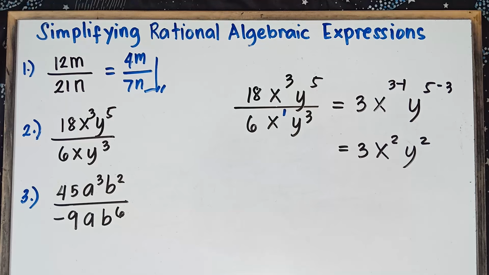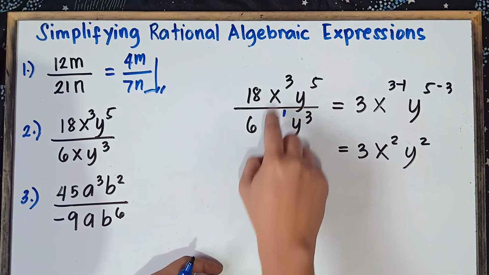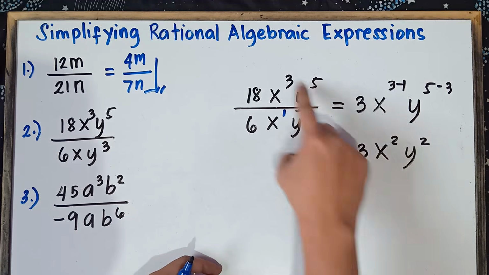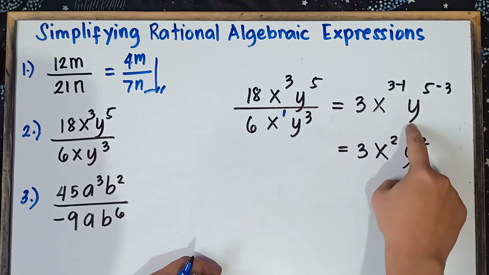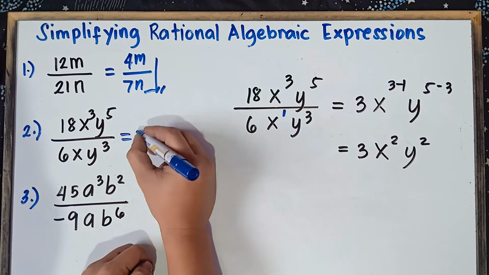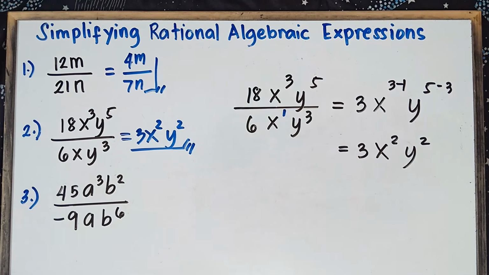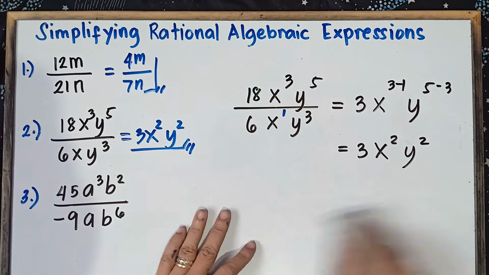That's the answer, class, with regards to example number 2. I hope you still remember the quotient rule. If they have the same base, same x, copy x, subtract the exponent; same y, copy y, subtract the exponent. So this will be our answer, 3x squared y squared. All set. Alright, so let's proceed now to example number 3.